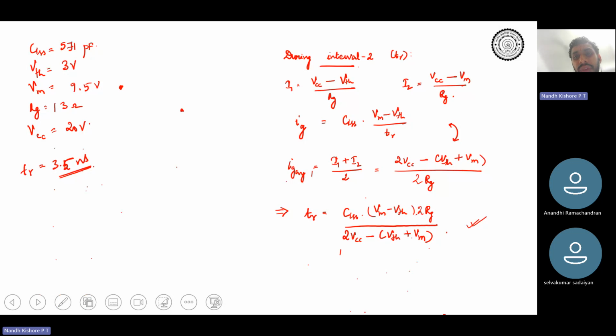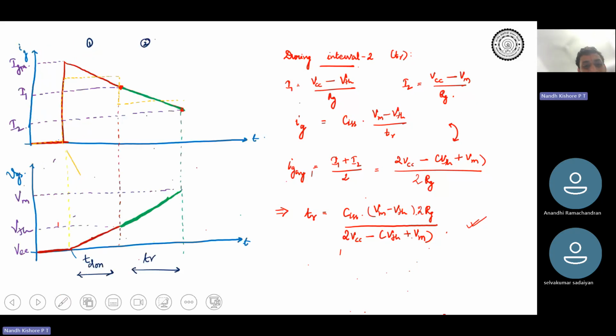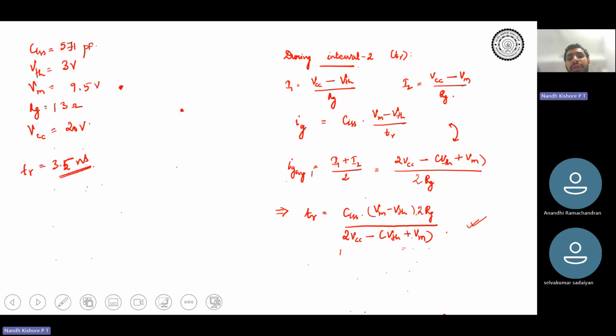Okay. So did you understand the entire process? How we define TR? How we designed for TR? Yes. Okay. Yeah. So this indicates this particular interval. Okay. TR, current rise time. So current rises from 0 to 30 amperes in 3.5 nanoseconds. Okay. For this particular problem.